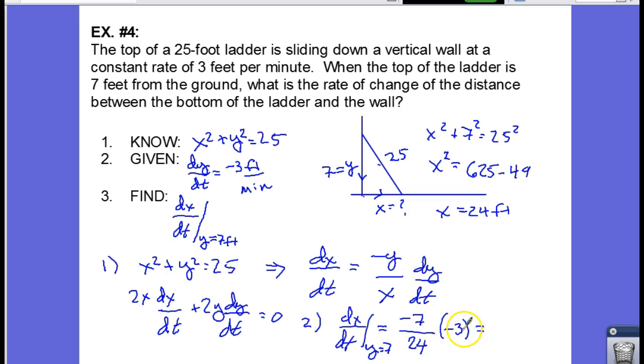The negatives cancel. 3 goes into 24 8 times, and we end up with 7 feet every 8 minutes, or if you want, 7/8 feet per minute.